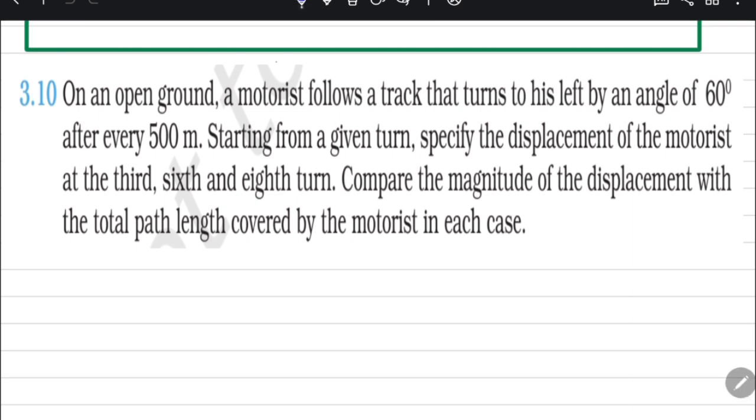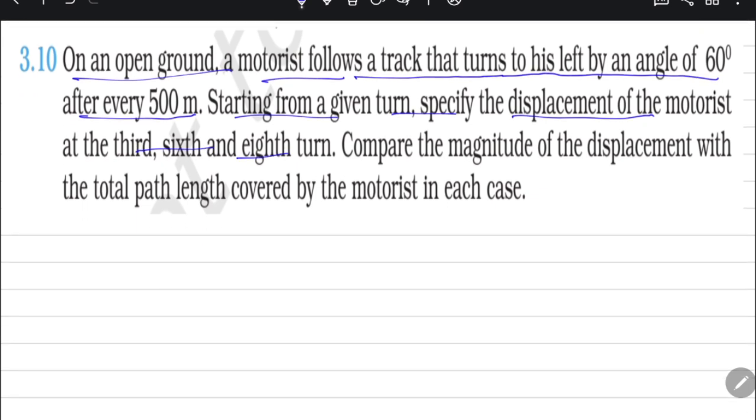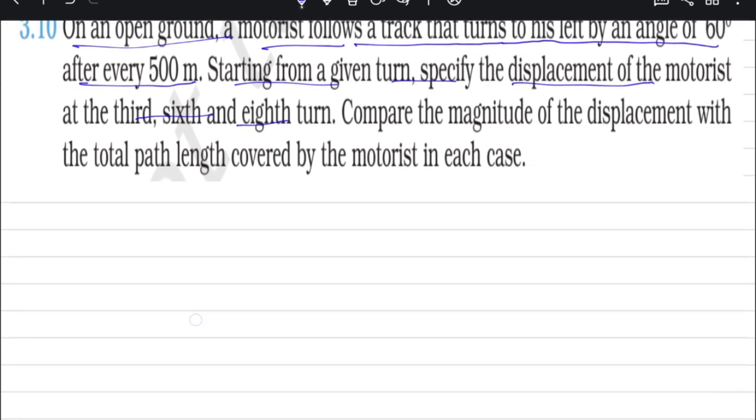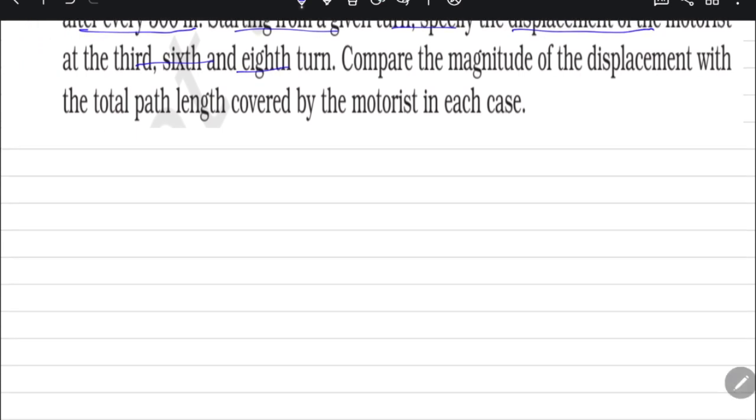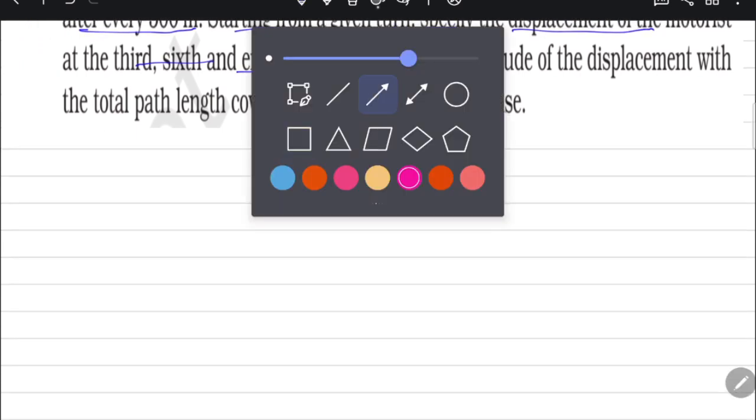Okay, so this question: on an open ground, a motorist follows a track that turns to his left by an angle of 60 degrees after every 500 meters, starting from a given turn. Specify the displacement of the motorist at the third, sixth and eighth turn and compare the magnitude of the displacement with the total path length covered by the motorist in each case. This is a very good question.